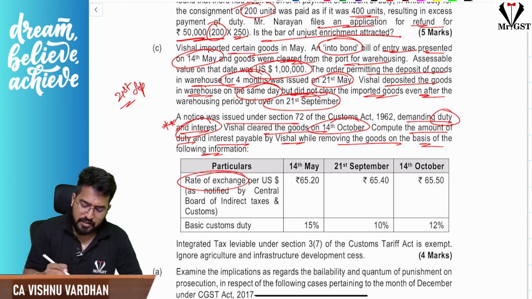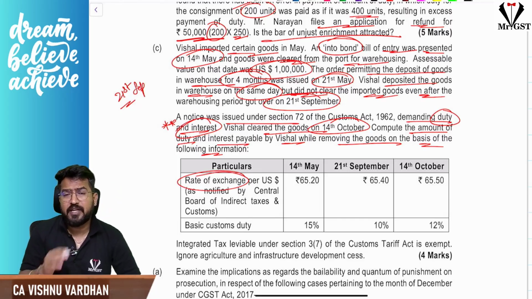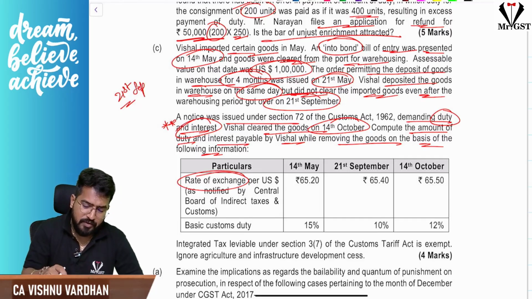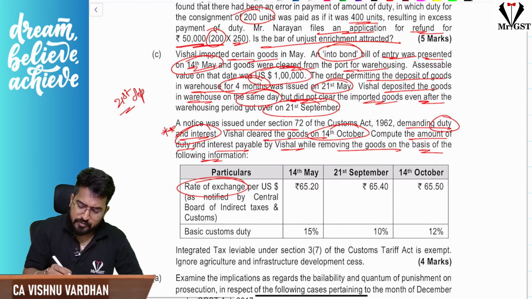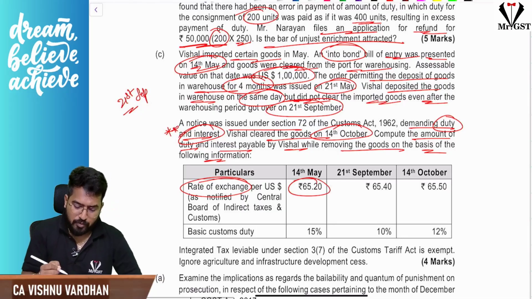Rate of exchange. You know when the rate of exchange will be taken while filing into bond bill of entry. The into bond bill of entry was filed on 14th May. So the rate of exchange is 65.20. Basic customs duty rate, when do we have to take it?